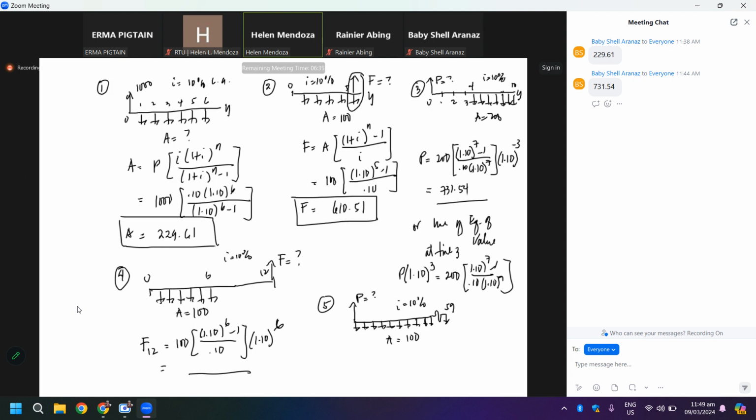Paano po isa-solve? Volunteer po. Gawin nyo sa papel. Sasabihin nyo sa akin na lang equation. Times 1 to 1.10 raised to 59.